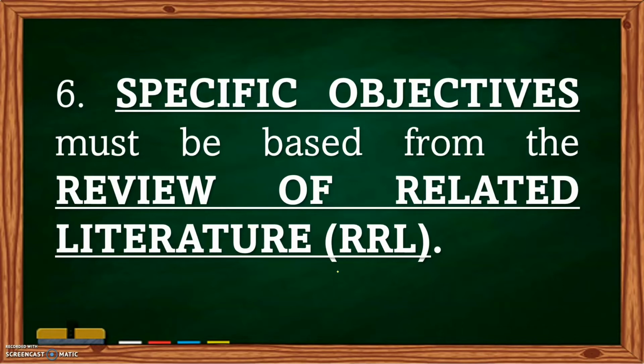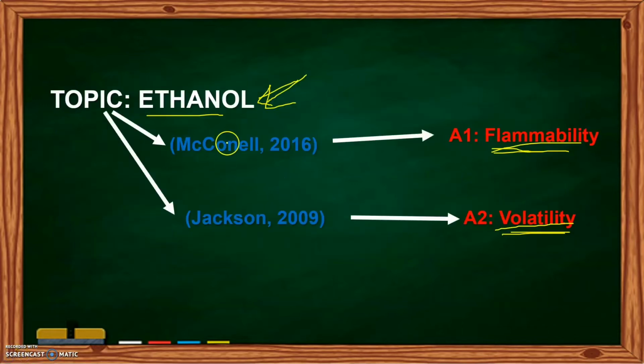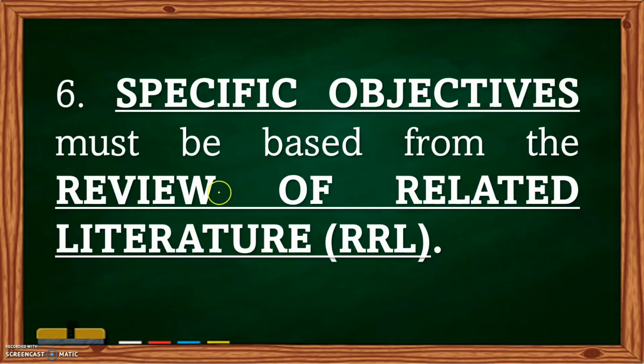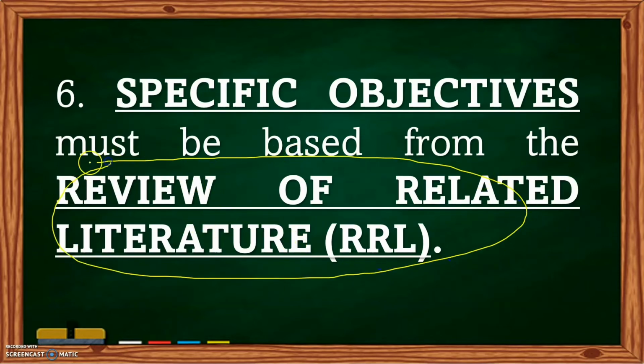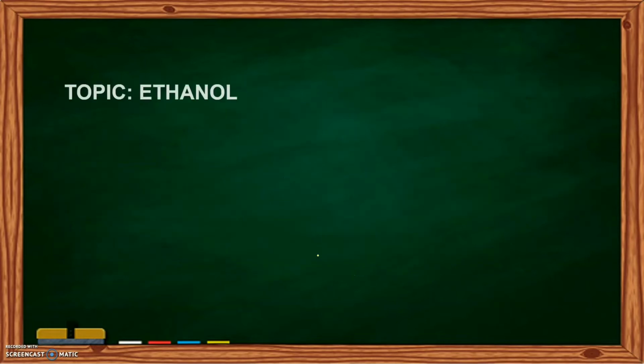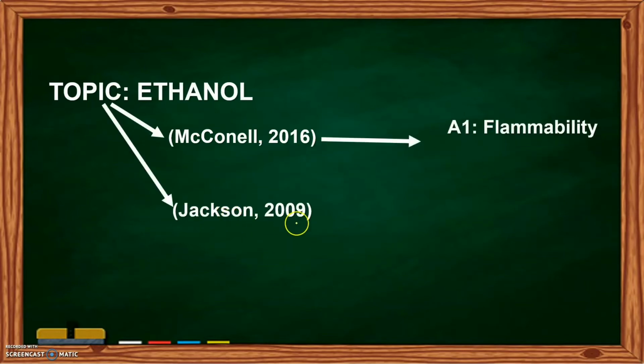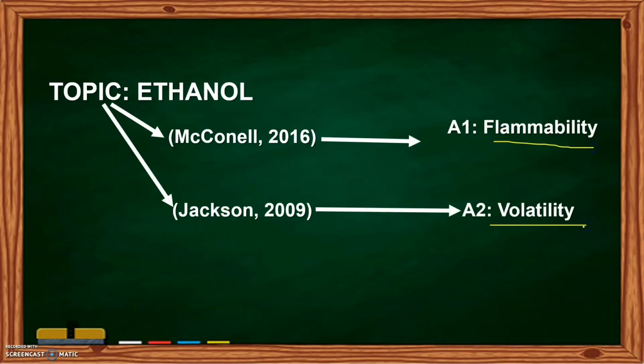Okay? That's why, the citations were written here earlier: where did this flammability come from, who said that ethanol has the property of being flammable. It's from Kernel. And volatility, that was said by Jackson. So we have a basis and it came from the review of related literature. So that is the importance of review of related literature. Now, let's say for example, ethanol, there's Kernel, flammability, and then Jackson, he said volatility. Now, what is there in flammability and in volatility?